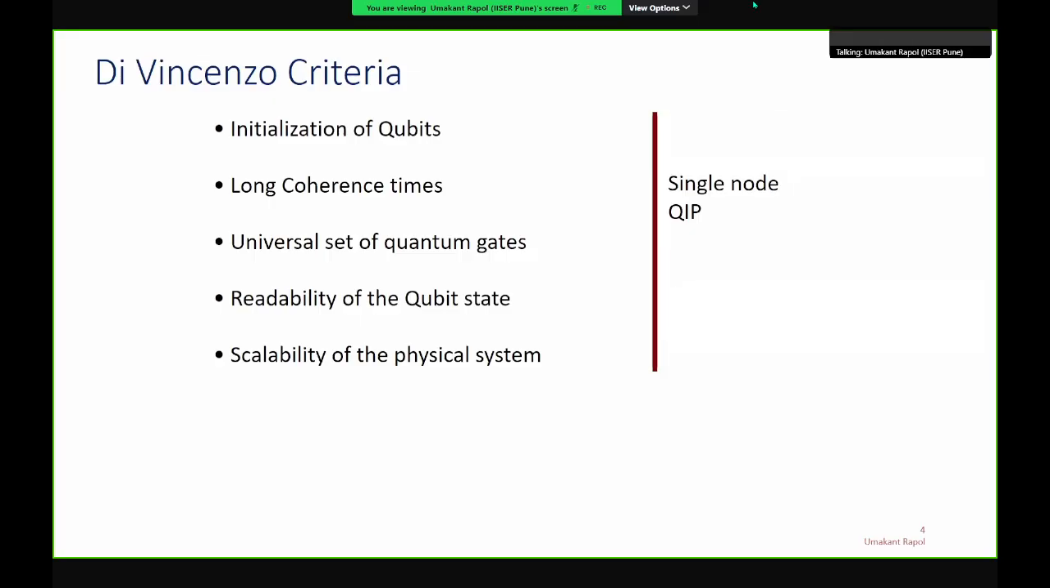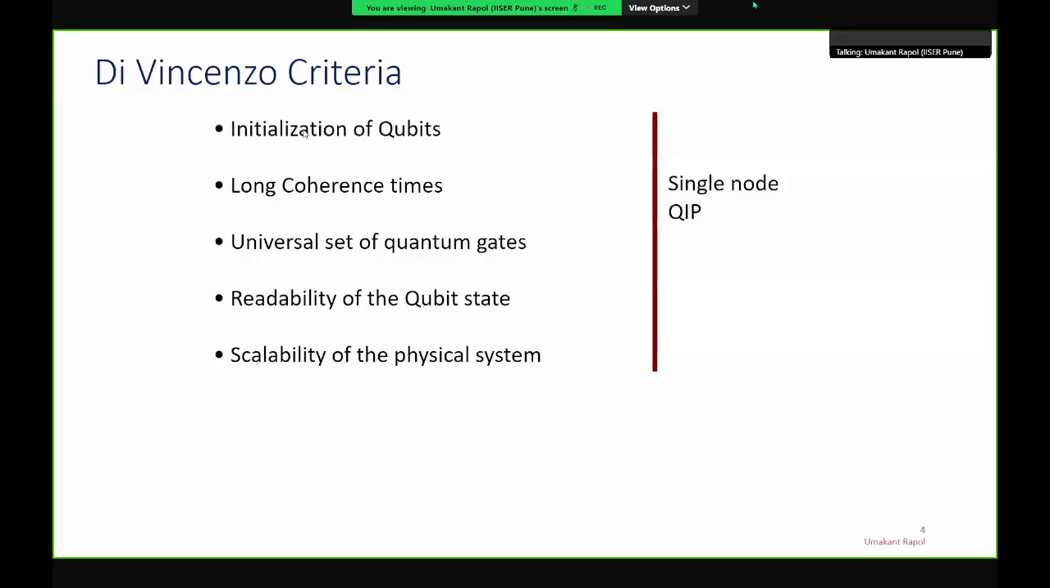Now, the basic criteria when you have to choose a certain quantum mechanical system for quantum computing were laid out by DiVincenzo many decades ago. And this basically boils down to a very few simple qualifying criteria for a quantum mechanical system to be usable for a quantum computer.